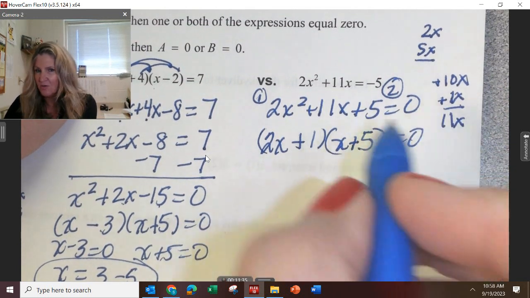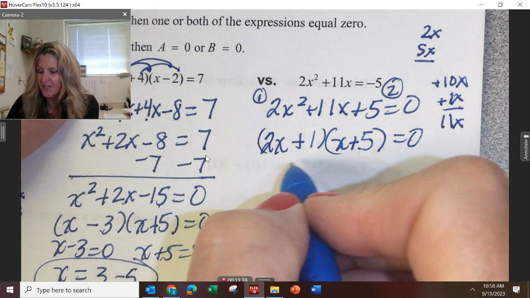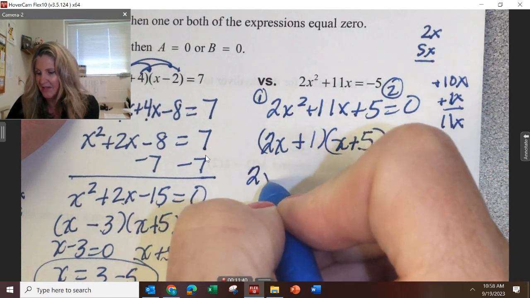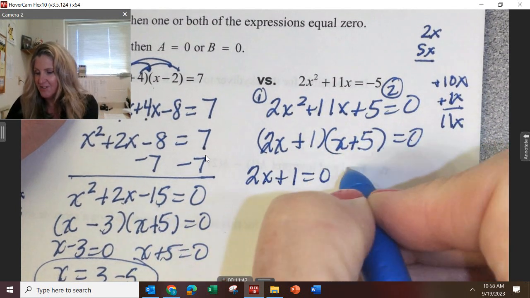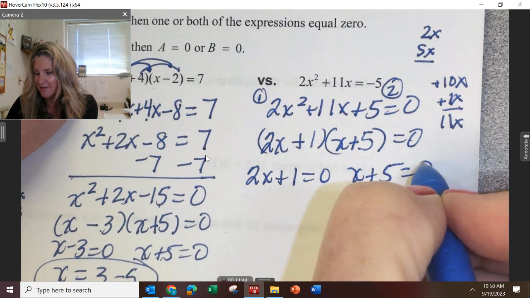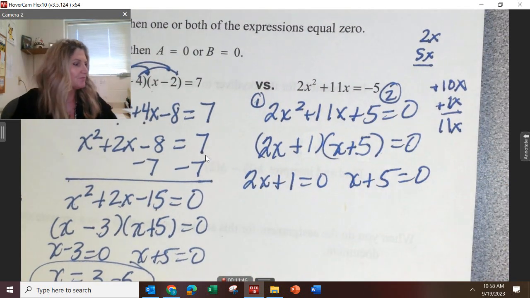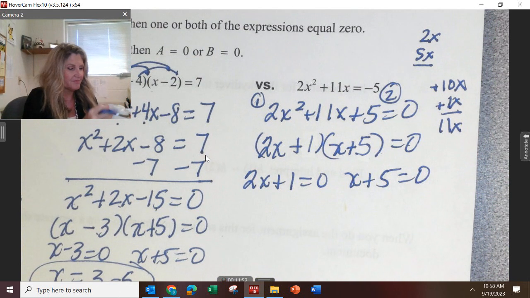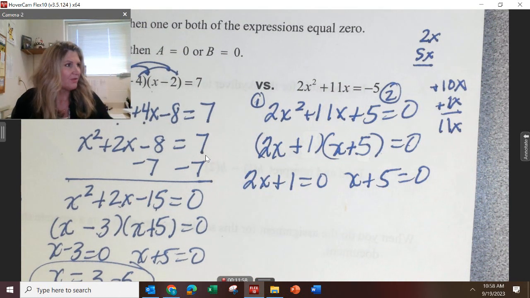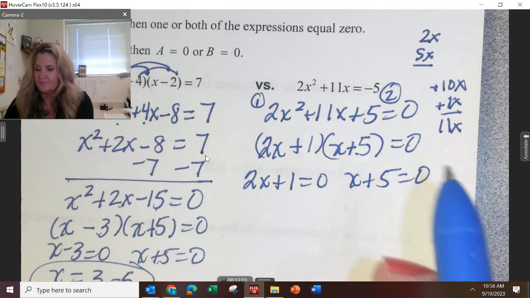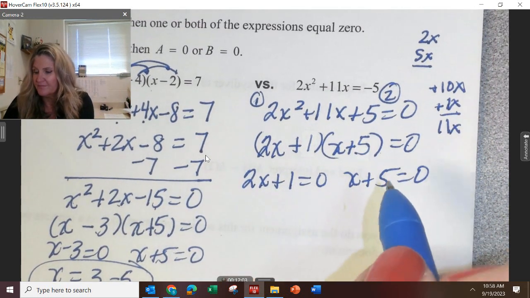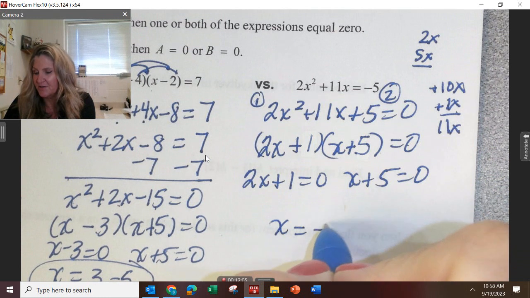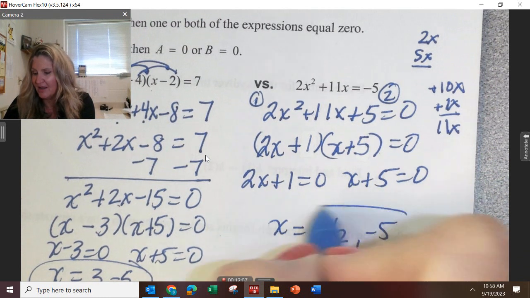Now we have it set equal to 0 and it's multiplication, so one of those two has to be equal to 0. Finish the problem and I'm going to call on somebody to tell me the final answer. Read, what did you get? Yes, it should be -1/2 or -5.